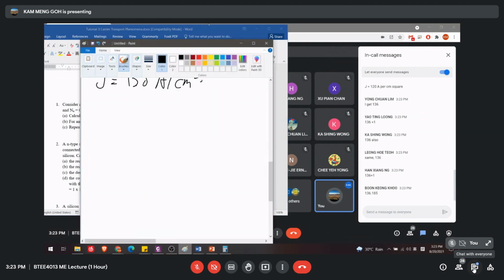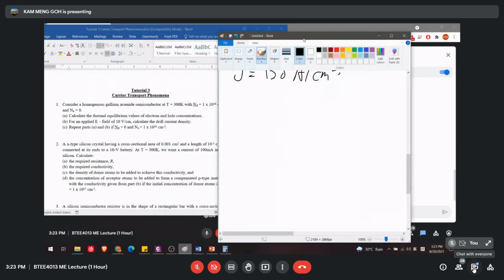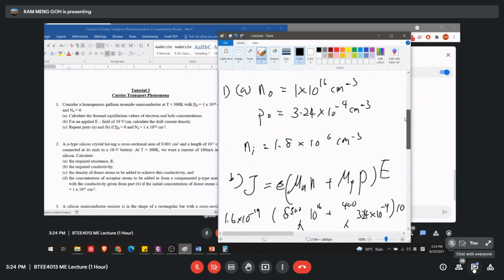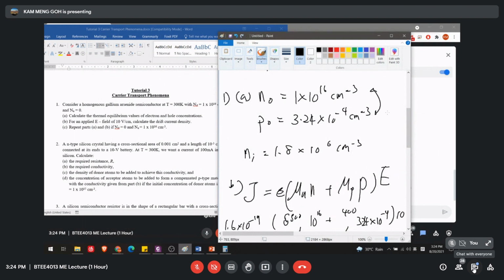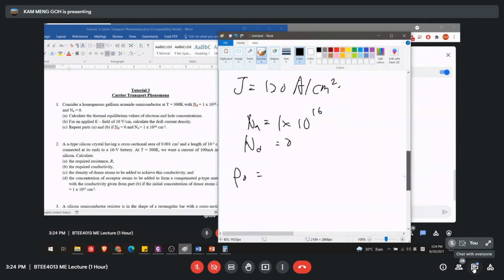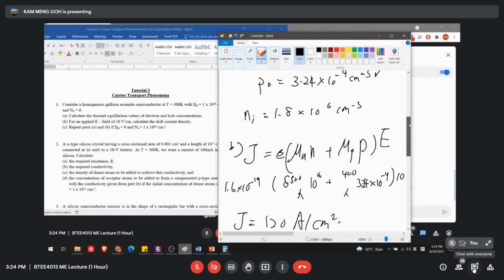C is very simple. You just need to reverse two things only. ND is 0, NA is 1 multiplied by 10 to the 16. We know that the majority PO will be the reverse one. So the PO should be, these two things reversed, so 10 to the 16, and it should be 3.24 times 10 to the power -4.